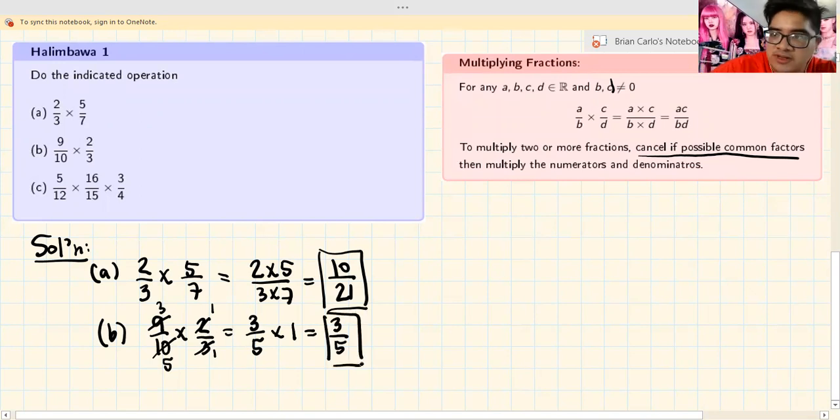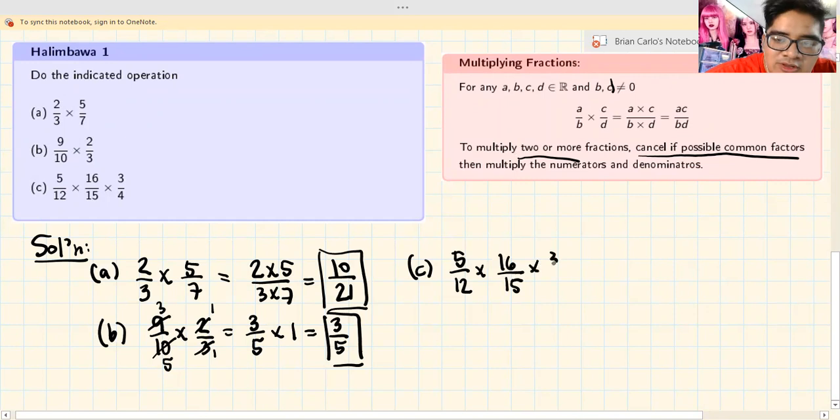This is straightforward, guys, di ba? Just multiplying fractions. Tatluhan na, kasi sabi, multiply 2 or more. E di, ano ba yung 2 or more? Di 3. Sa example, 5/12 multiplied by 16/15 multiplied by 3/4.